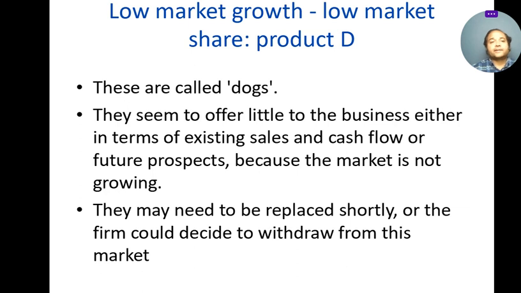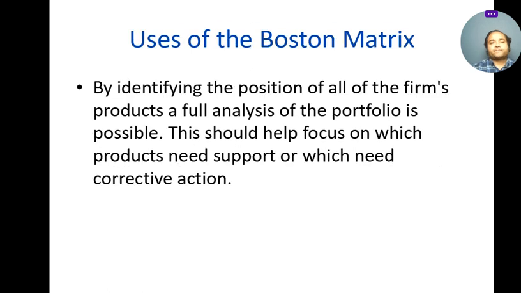The last type of product the company has is one with low market growth and low market share. These are called dogs. These seem to offer little to the business, either in terms of existing sales and cash flow or future prospects. Because the market is not growing, they may need to be replaced shortly, or the firm could decide to withdraw from the market.